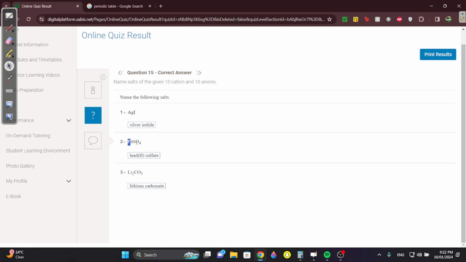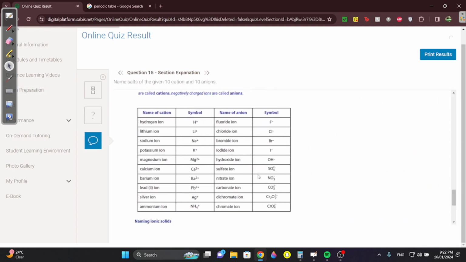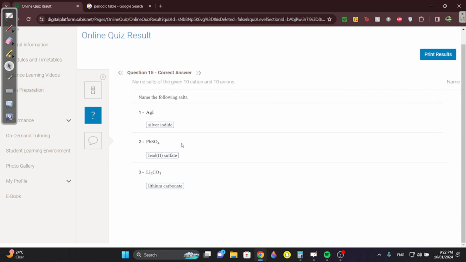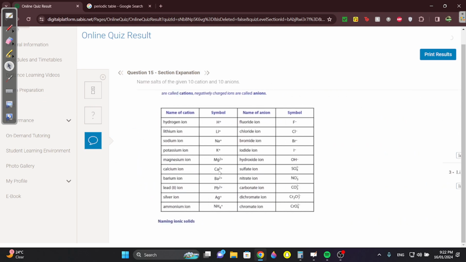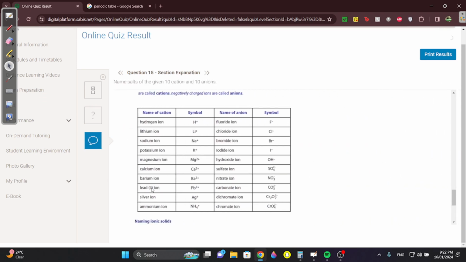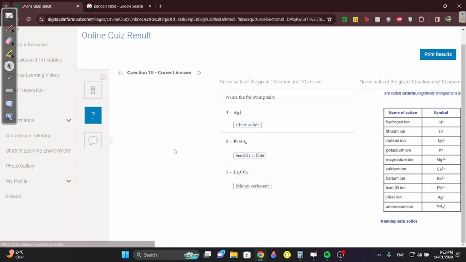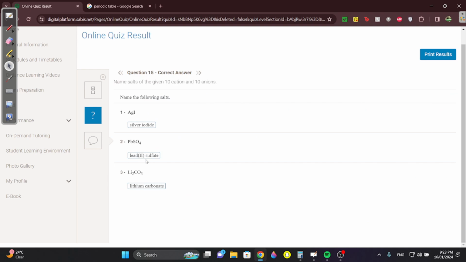PbSO4. Pb is lead. SO4 is sulfate. How do I know it's sulfate? Remember, we said SO4 is sulfate. This table must be memorized. So lead sulfate. And this II is very important. You have to write it. It's in the table, I think. Yes, lead, you have to write II. Lead(II). You have to put it.